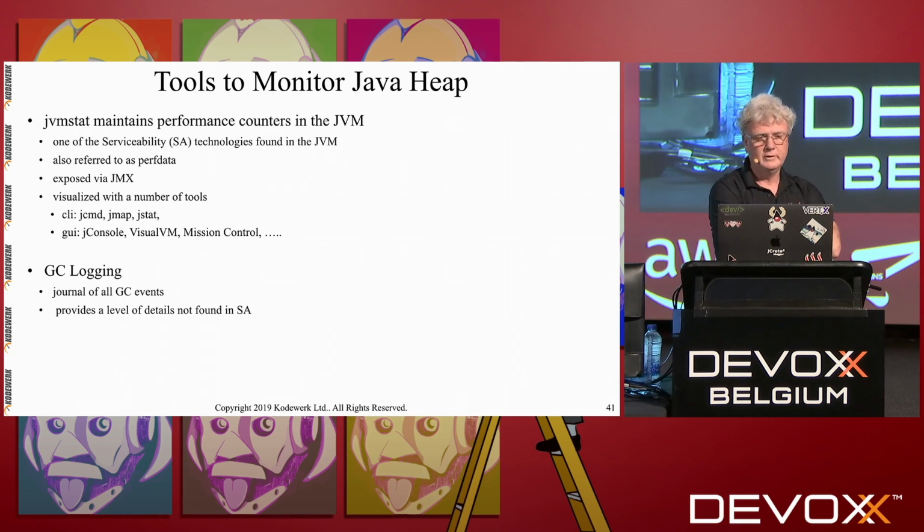In terms of tooling to monitor the Java heap, there are a number of counters you can get to. There's this serviceability aspect of the JVM that will collect this data, and you can get to it via JMX. So you can use some management beans, and that's the most common way to look at the data. It can be visualized with a number of command line tools or GUI tools, or people just build their own tools and use Grafana or something like that to take a look at the data.